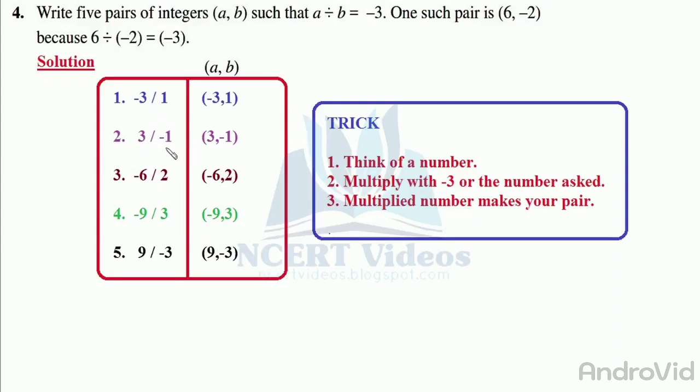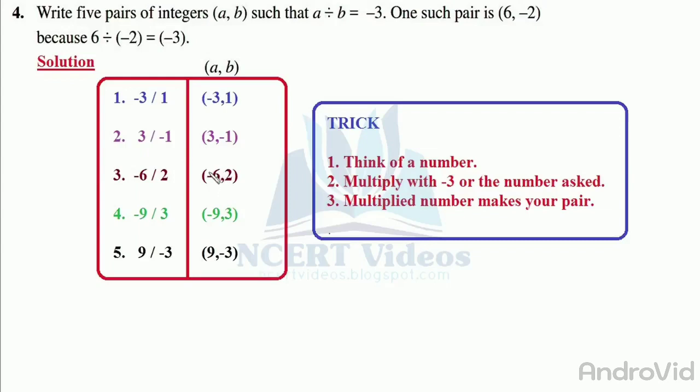So what is the way to find these things? There is a trick or a methodology, whatever you want to call it. Think of a number. First you think of a number which you put at the denominator part here. So let's do it for this. We thought the number has to be 2. Now multiply with minus 3, or the number asked. So 2 multiplied with minus 3 gives you how much? Minus 6. So this is your required number.